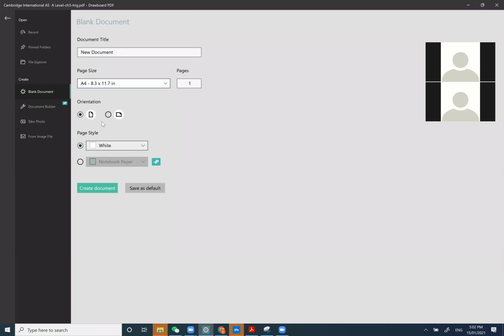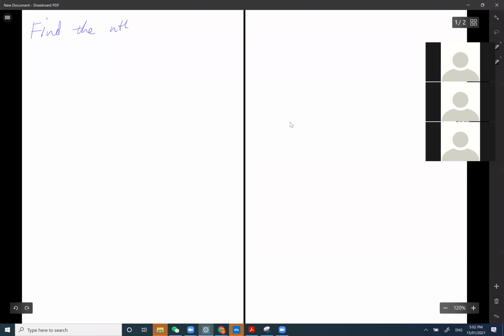Today's stuff is very important. Very very important. So you need to write your notes carefully on how you find the nth term of a sequence?